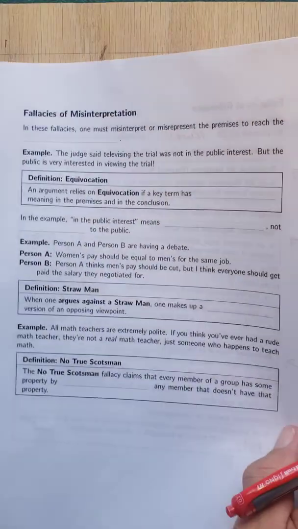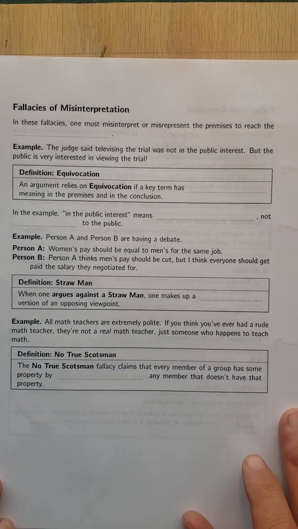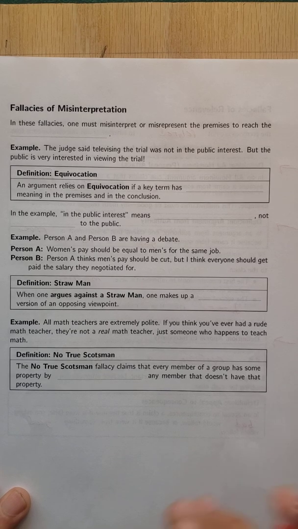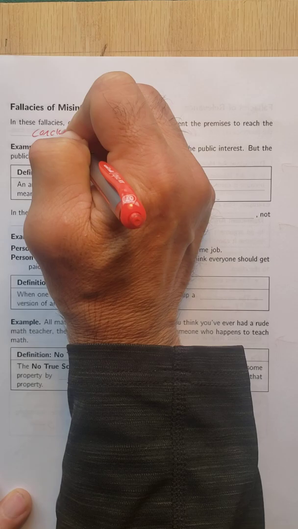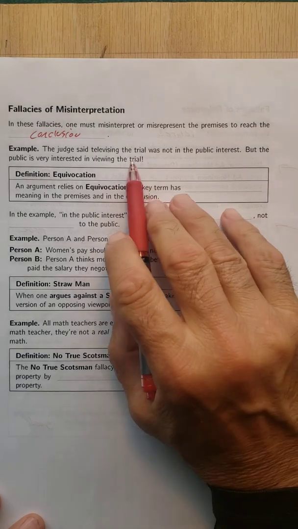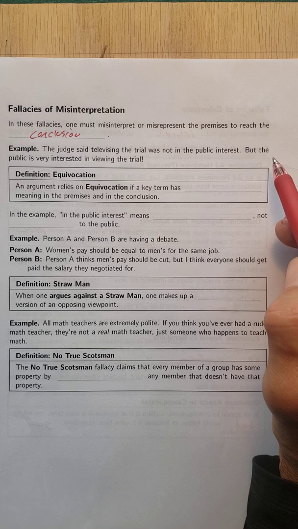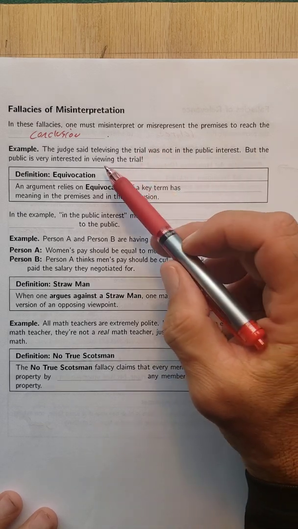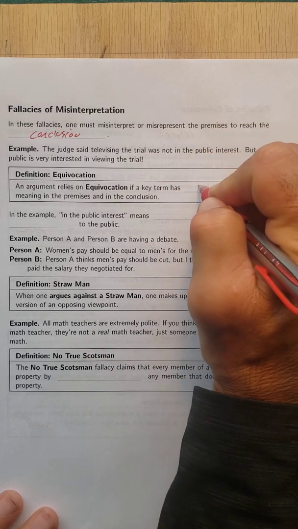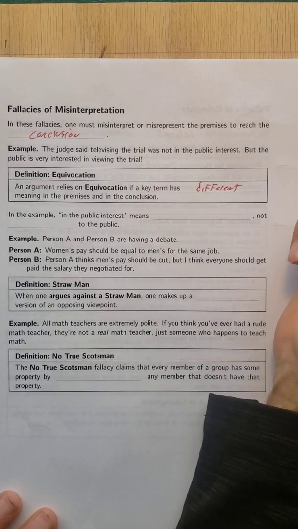Then we had our next one, which was fallacies of misinterpretation. In these fallacies, one must misinterpret or misrepresent the premises to reach the conclusion. The judge said television at trial was not in the public interest, but the public is very interested in viewing this trial. This is equivocation. An argument relies on equivocation if a key term has a different meaning in the premises than in the conclusion.